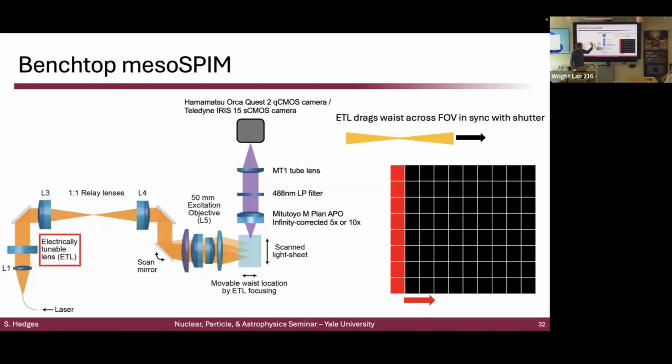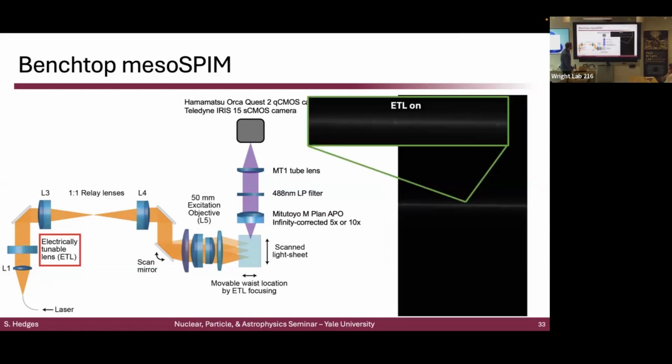So you can imagine this moving across the screen, and the line of pixels being exposed and read out is synced with that. So when you do that, instead of getting this thing that comes down to a waist, you get just a nice straight line going across the screen.